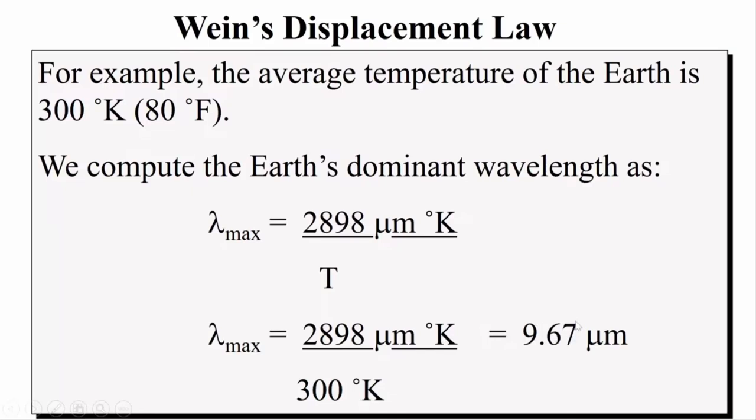So generally for earth observation, because the dominant wavelength is 9.67 micrometer, all the thermal sensors are designed between 8 micrometer to 12 micrometer, because the dominant wavelength is near 10 micrometer. Most of the earth observation sensors are designed in this range, 8 to 12 micrometer.